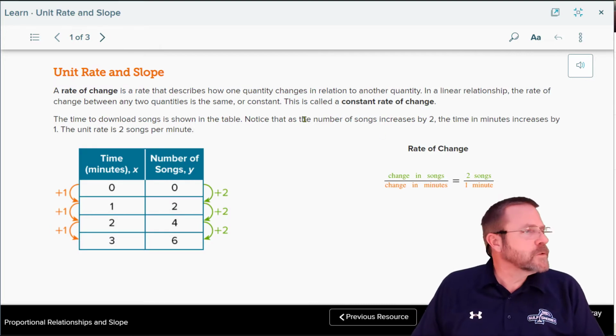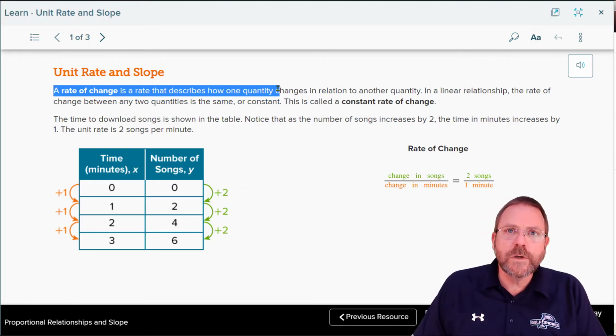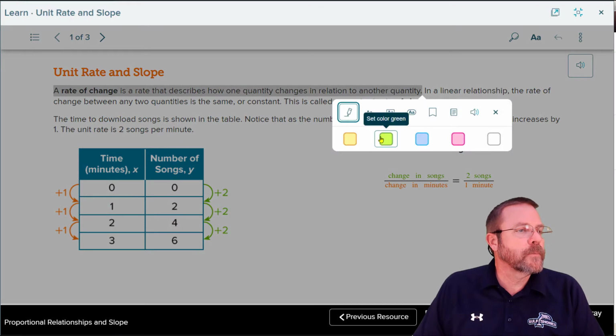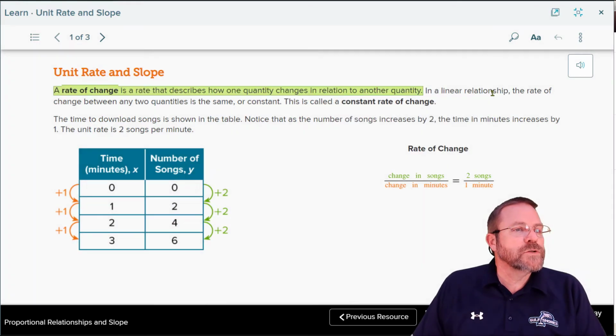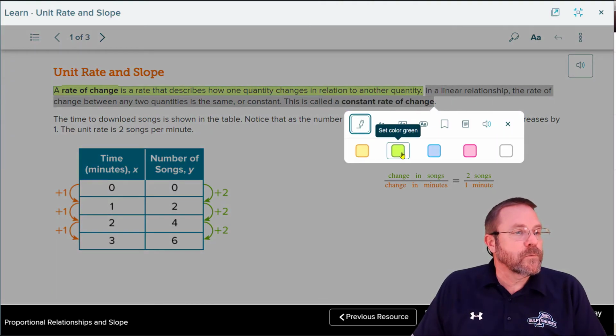Our next definition is going to be a rate of change, which is defined as a rate that describes how one quantity changes in relation to another quantity. In a linear relationship, the rate of change between two quantities is going to be the same, or constant, and this is known as a constant rate of change.